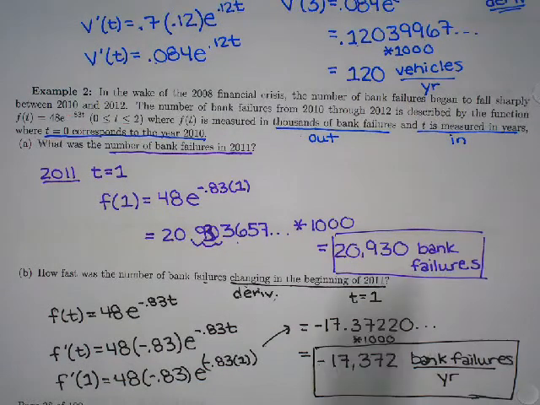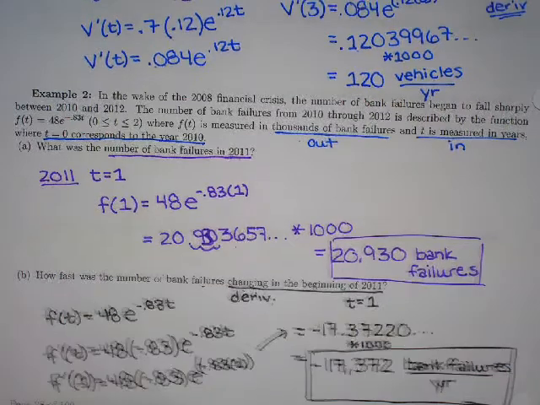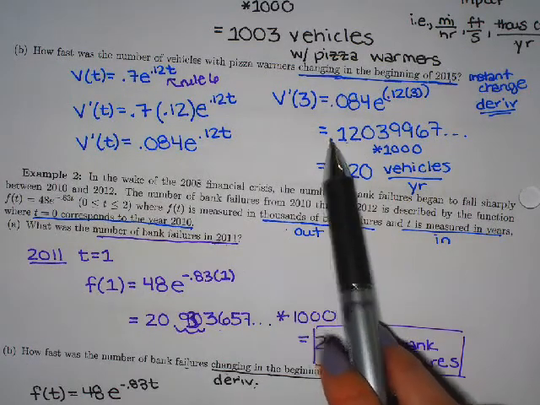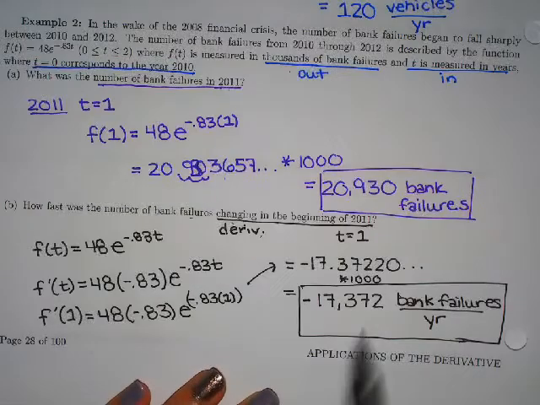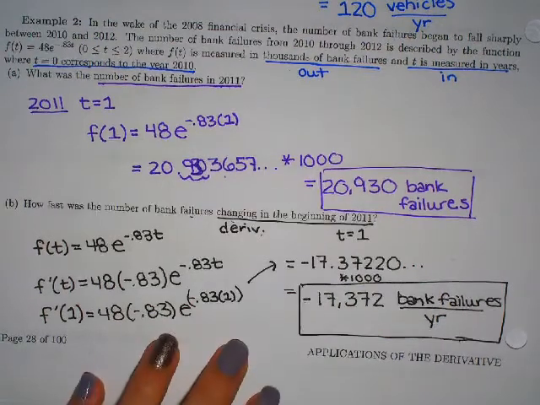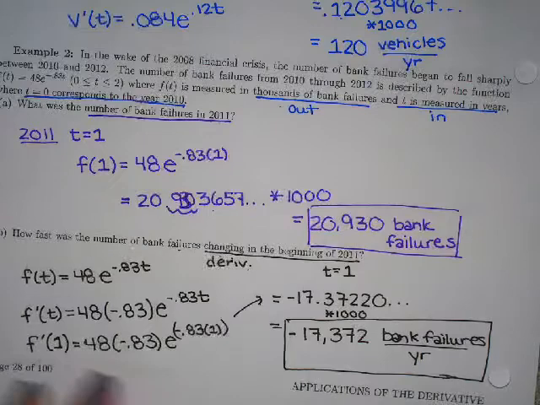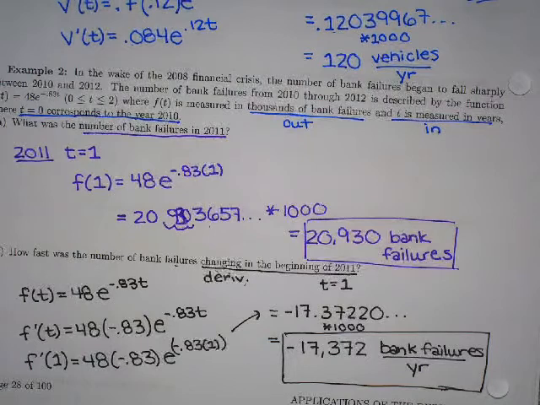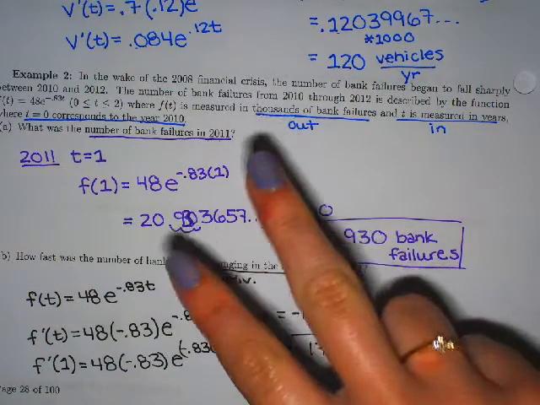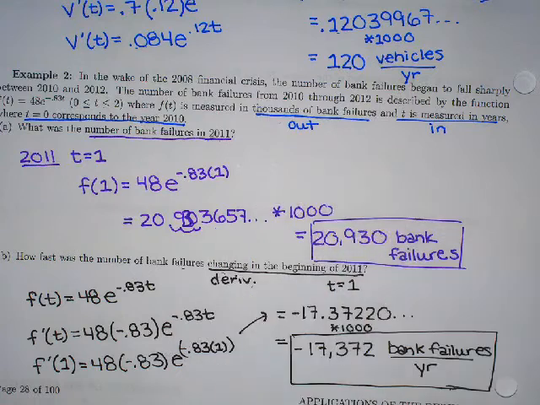So there's a big difference between plugging into the original and just getting a number out, and plugging into the derivative and getting a rate of change. Positive means it's increasing. Like in the last one, they were increasing by 120 vehicles per year because the derivative was positive, where this one is negative, and that tells you they were decreasing by 17,000 bank failures per year that year. So you could try the next one and see how it goes. It's kind of combining everything we just talked about. Remember, with a word problem, don't be intimidated. You're plugging into the original, the slope formula, or the derivative. Only 3 options here.